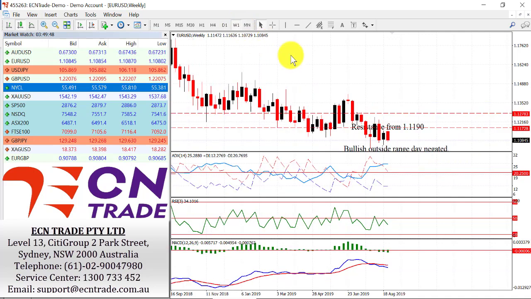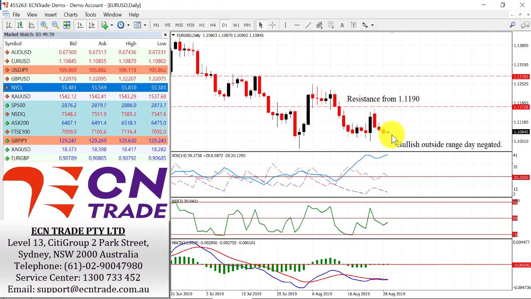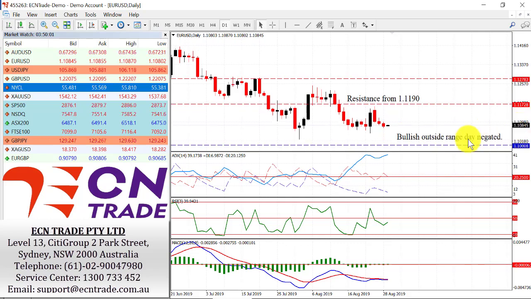It is assessed from a weekly point of view as a very significant level. Even if we look at the monthly, we haven't been down here for a couple of years. So beneath 110 could give further scope towards 108. So let's see how that plays.